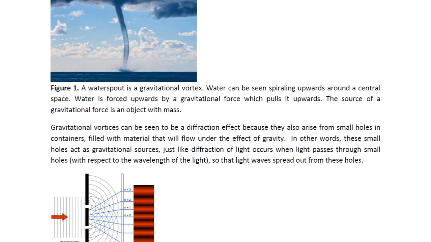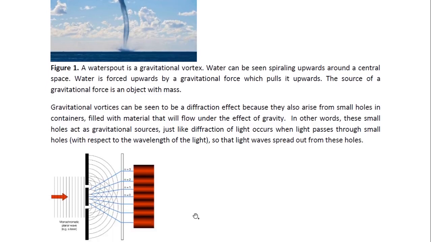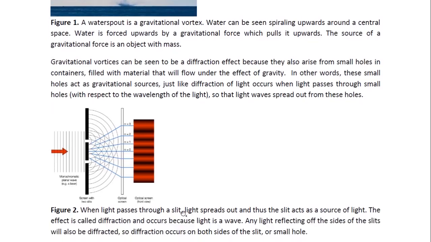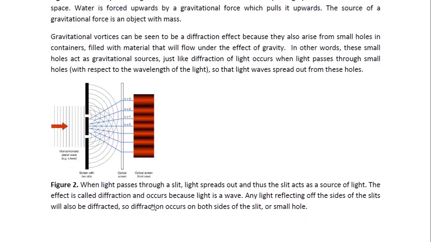Just like diffraction of light occurs when light passes through small holes, that is, they are small with respect to the wavelength of the light, so that light waves spread out from these holes, and this is what's illustrated here. When light passes through a small hole, small enough to be about the same size as the wavelength of the light, then the light spreads out from this hole as if the source of the light was the hole. And if the light is reflected backwards, then it spreads out as well. So there's diffraction on both sides.